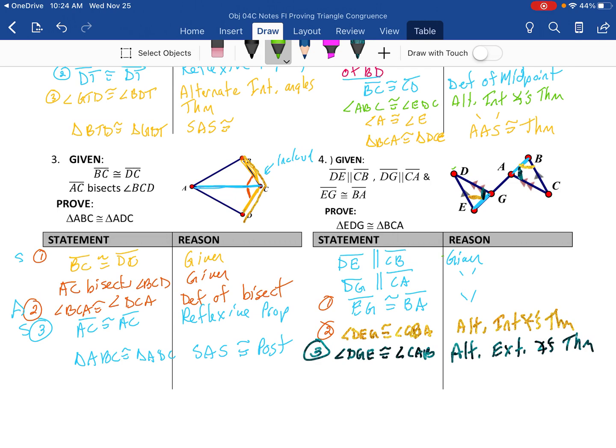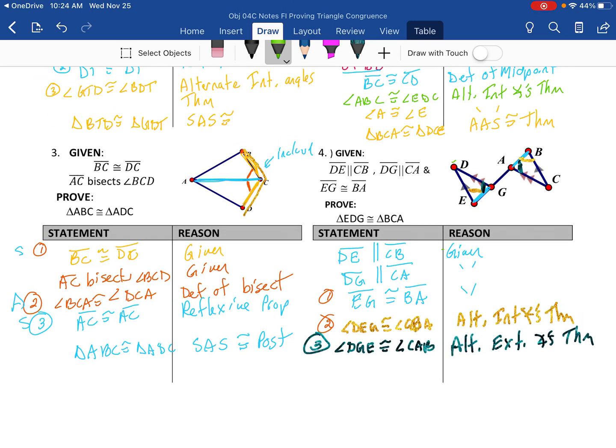I have two angles and a side. Two angles and a side always work. You just have to figure out which. So I'm going to say triangle EDG is congruent to triangle BCA. And for this, my side is included, so that's going to be by the angle, side, angle congruence postulate. So those are that.